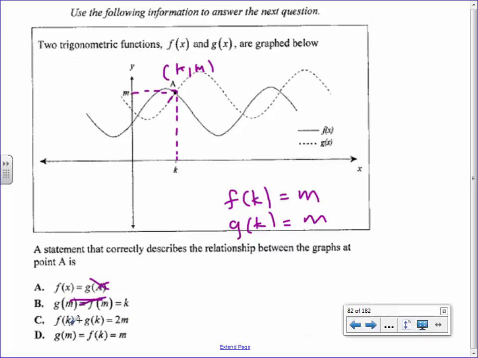F of k. Okay, we can do f of k. Look, f of k right here is equal to m. G of k. Oh, we just did that. G of k is equal to m. If we add them together, would that be 2 m's? Yeah. Isn't m plus m 2m? C was the right answer then. That one's really nasty. That's a hard question to kind of wrap your head around because you almost have to just kind of mess around with the 4 answers until you get one that kind of fits. Make sense?